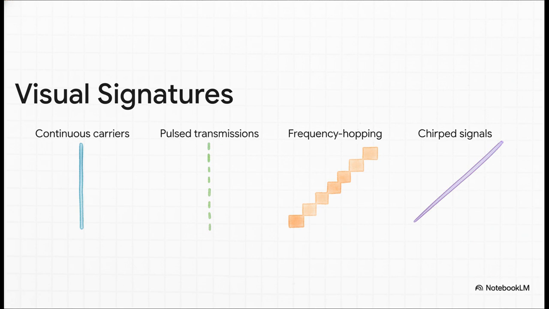Now, here's the really cool part. Different kinds of signals create their own unique visual fingerprints on this display. So a continuous signal, like an FM radio station, shows up as a solid vertical line. A pulsed signal, that looks more like a dashed line. And more complex signals, the ones that hop between frequencies or sweep across them, they create these really distinct diagonal or stepped patterns. You are literally learning to read the secret code of the airwaves.